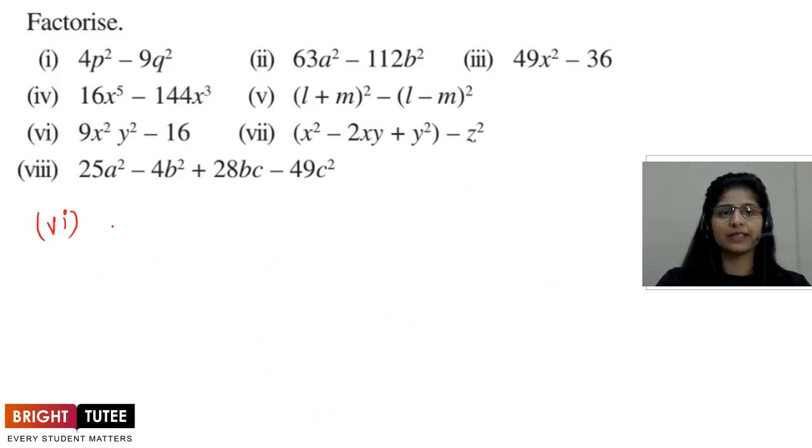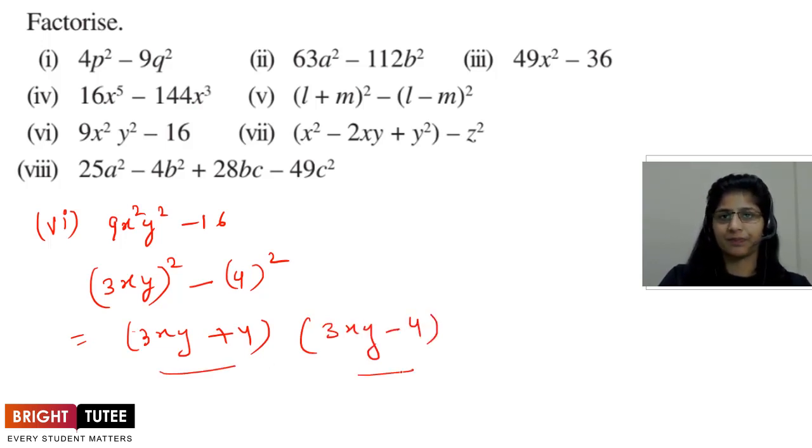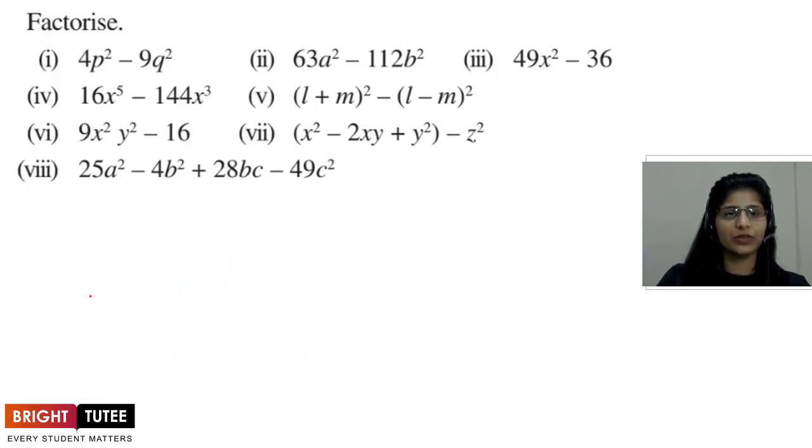Now we will try the sixth part, that is 9x square y square minus 16. So 9x square y square is the square of 3xy, whole square, minus 16 is the square of 4. So it is again a square minus b square, that is (a plus b)(a minus b), right? Okay, solving the next part for you now, that is the seventh part.